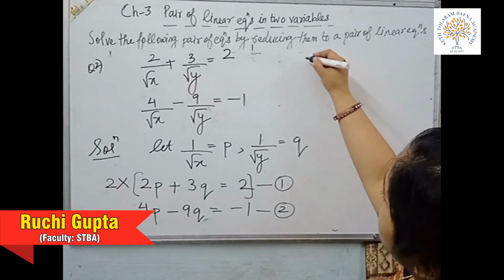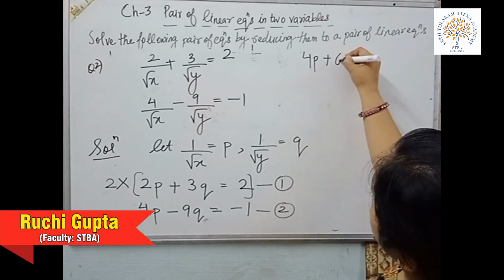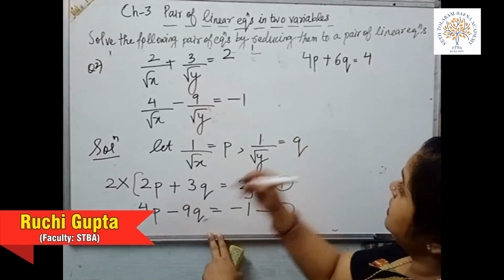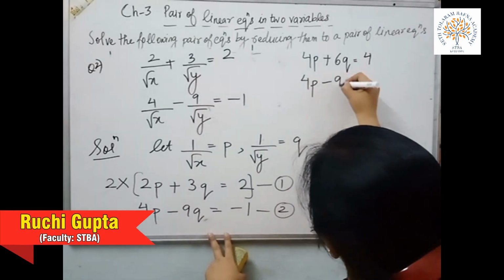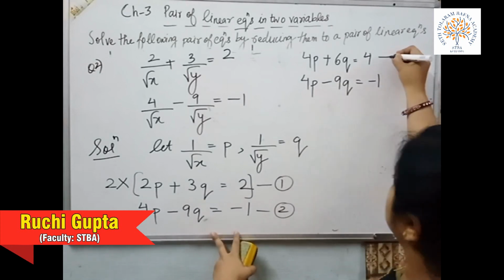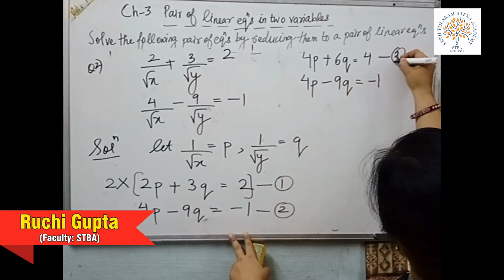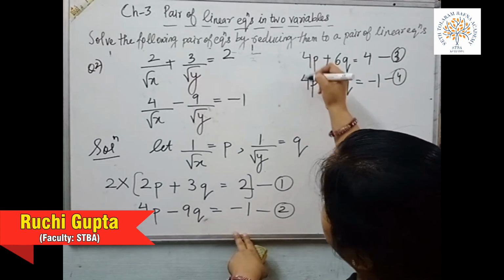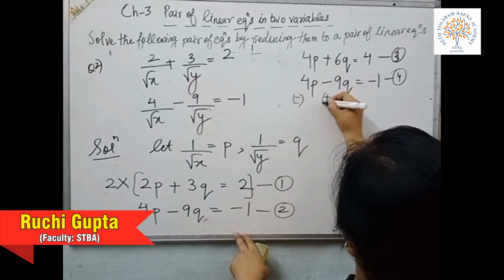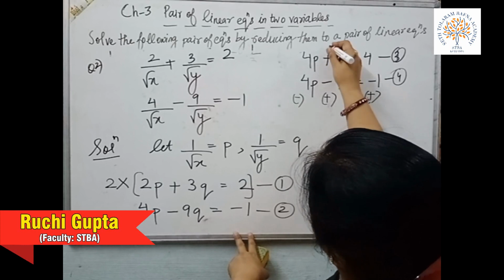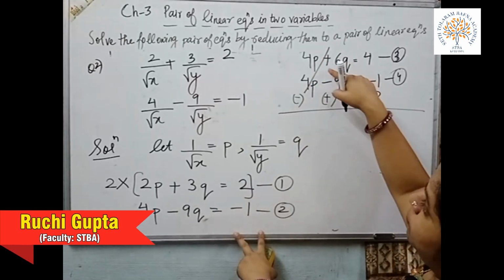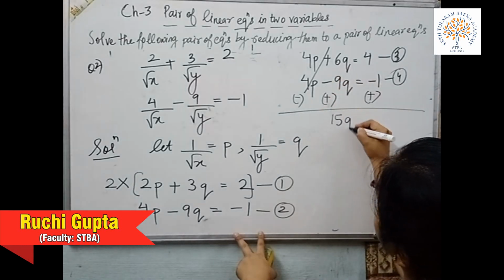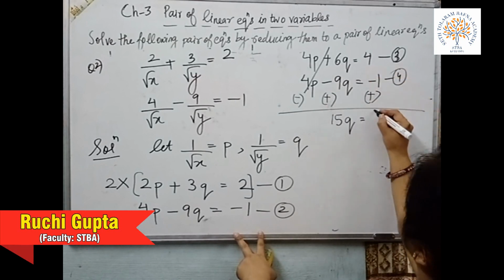So it is 2 times 2 is 4P, plus 2 times 3 is 6Q, and 2 into 2 is 4. It is 4P minus 9Q is minus 1. So you can name these as equations 3 and 4 also. Okay. So now the sign of 4P is same. So we have to subtract this equation so that 4P gets cancelled with 4P. Plus 6 plus 9 is 15Q and 4 plus 1 is 5.